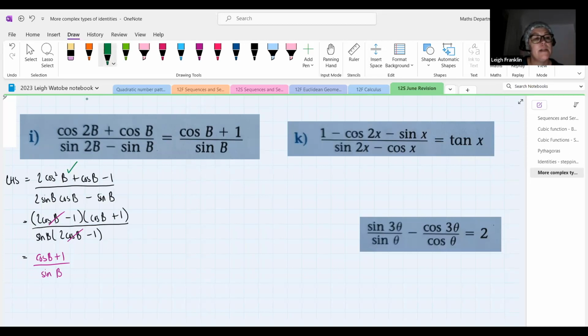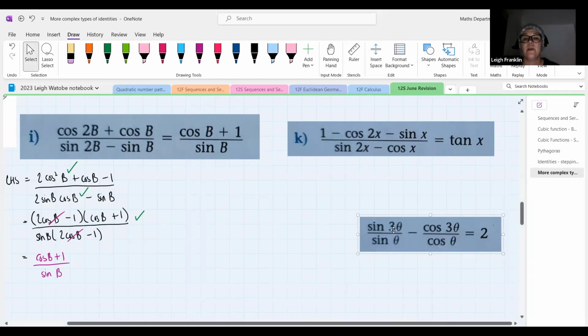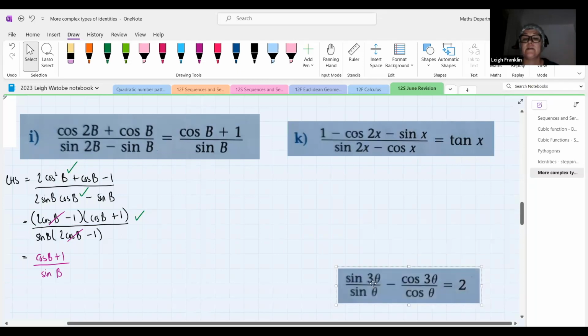Double angle identity factors. That would probably only be out of 3. Okay, so we are either on question K or this question over here, which I've just stuck on the screen with the sine 3 theta in it. Are there any questions about I? We should all be all right with I. We should all be going on to K.